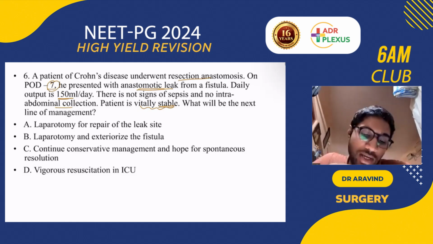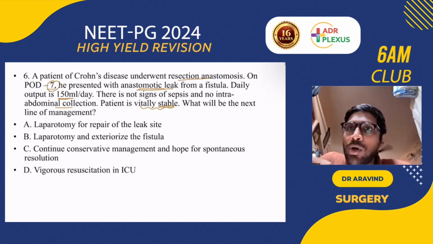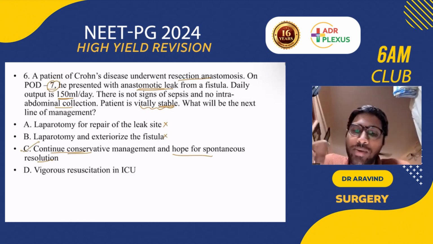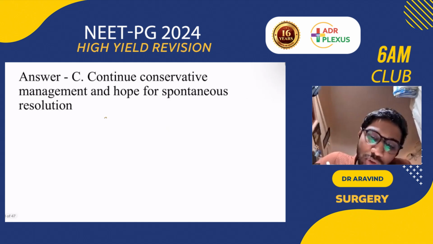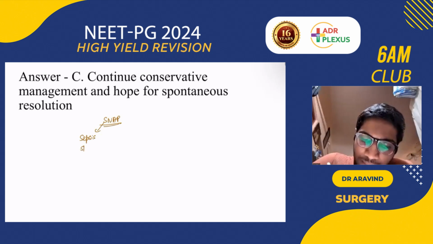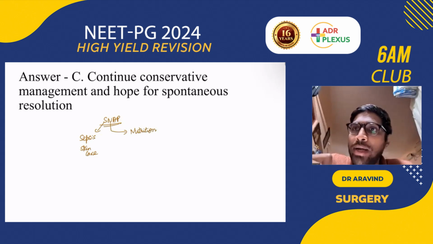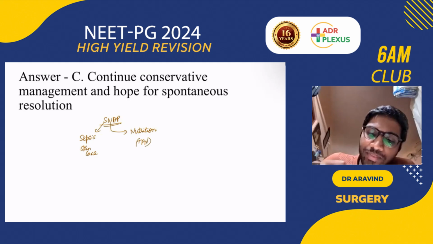You're very strong actually. You need not go for laparotomy. That is the main point from this question. Laparotomy is not needed because the patient is vitally stable. So you can continue conservative management and hope for spontaneous resolution. Rigorous resuscitation in ICU is also not needed. So I'll tell you, according to the SNAP protocol, S is for sepsis control and skin care. Then N is for nutrition. If the patient is not able to take it orally, you give total parenteral nutrition, TPN. Then you go for anatomical delineation.